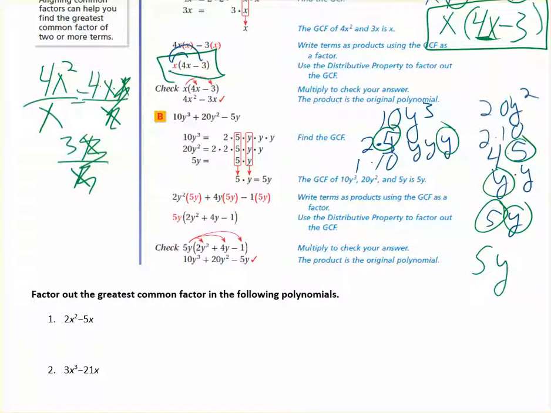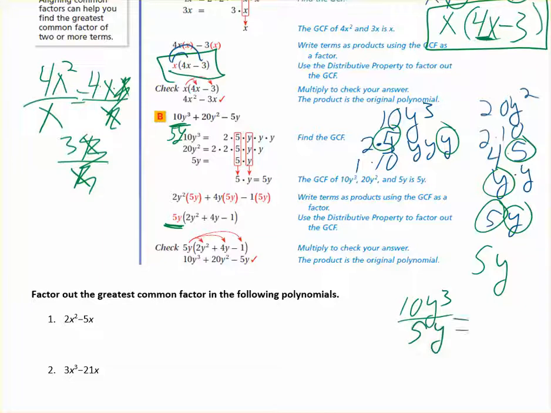So again, you put the 5y in front of the parentheses. Then you figure out what goes inside the parentheses. You take each term in order, and you divide it by the greatest common factor. So 10y cubed divided by 5y.